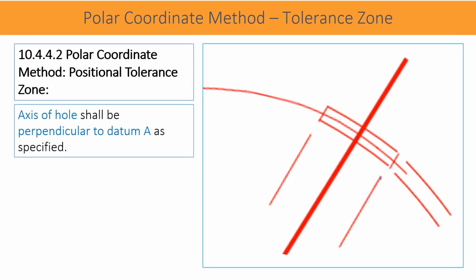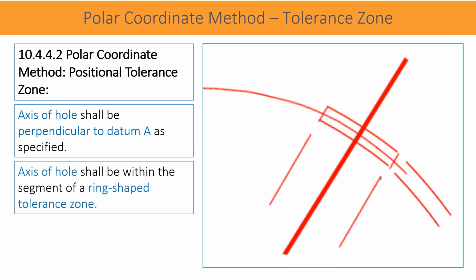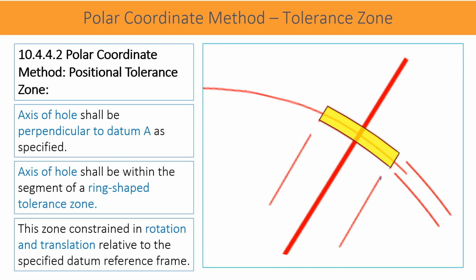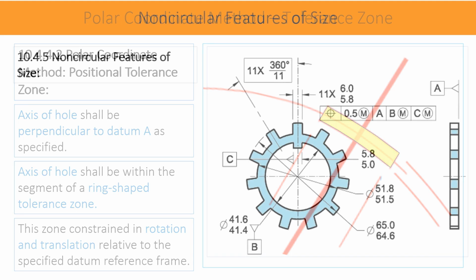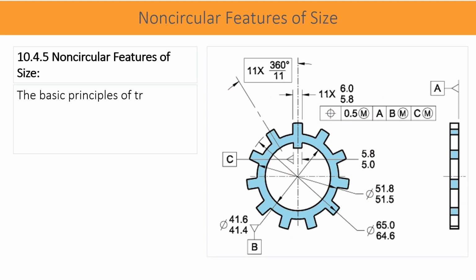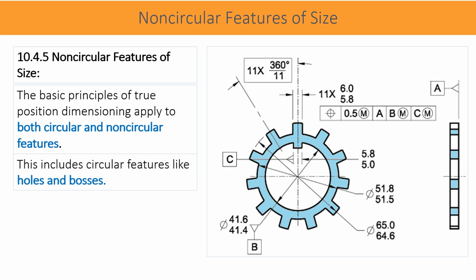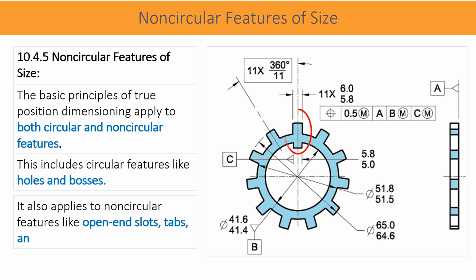The axis of the hole shall be perpendicular to datum A as specified. This axis shall lie within the segment of a ring-shaped tolerance zone. The tolerance zone is constrained in rotation and translation relative to the specified datum reference frame. The basic principles of true position dimensioning apply to both circular and non-circular features. This includes circular features like holes and bosses. It also applies to non-circular features like open-end slots, tabs, and elongated holes.